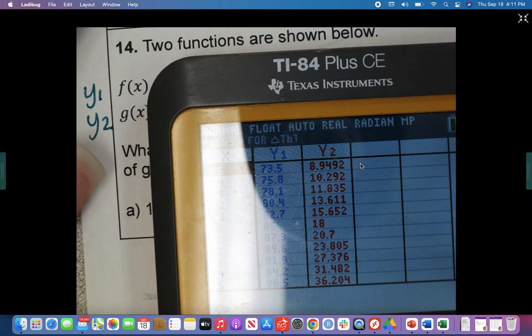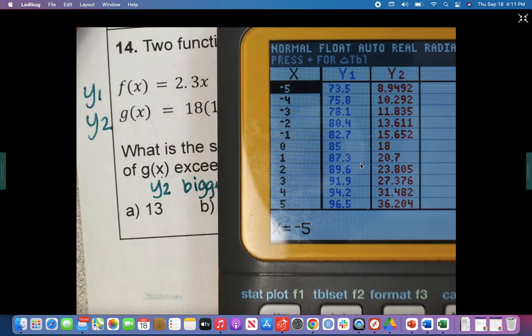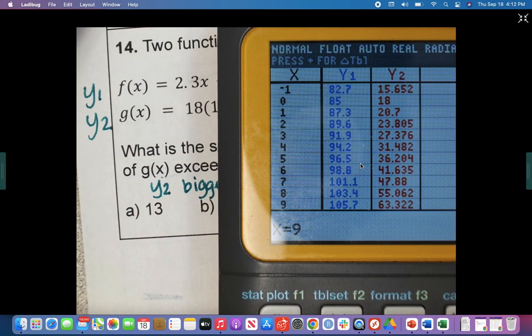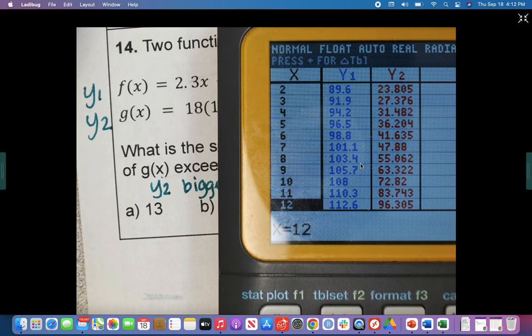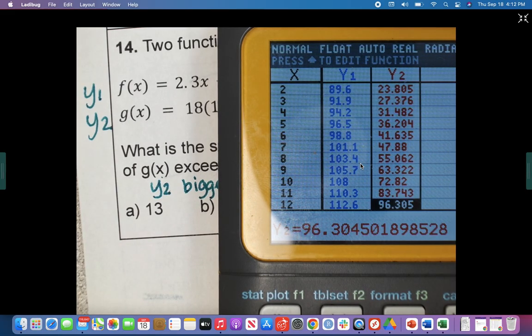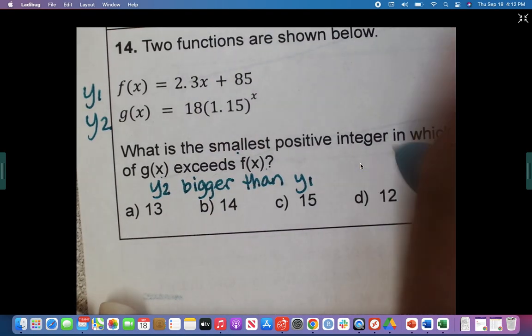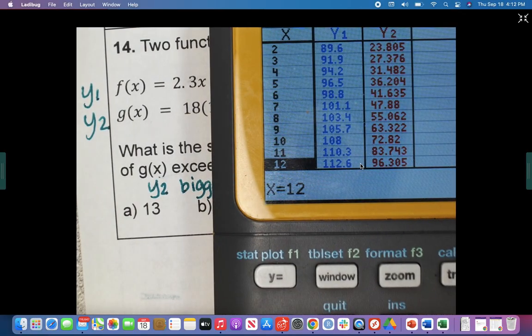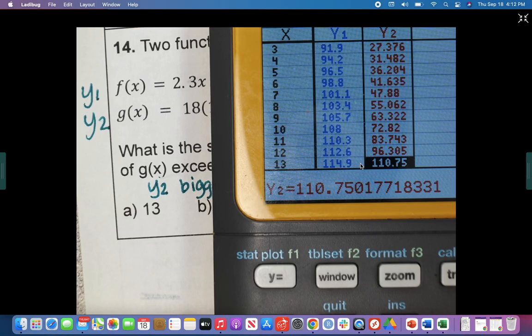So I'm already on the table, so I need to scroll down to 12. All right, so here's 12. So is y2 bigger than y1? No, it is not. All right, so 12 is not my answer. Next biggest would be 13. So looking at 13, is y2 bigger than y1? So I've got 110, 114. So again, that's a no.